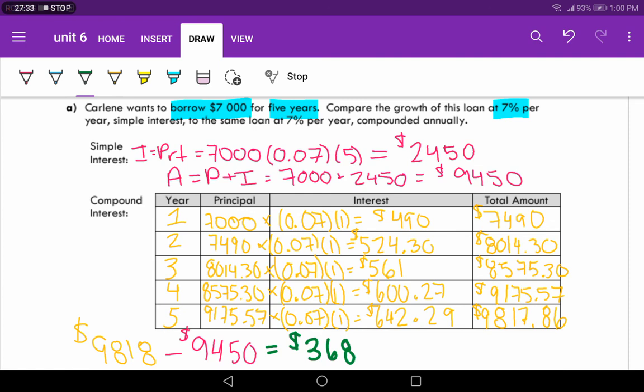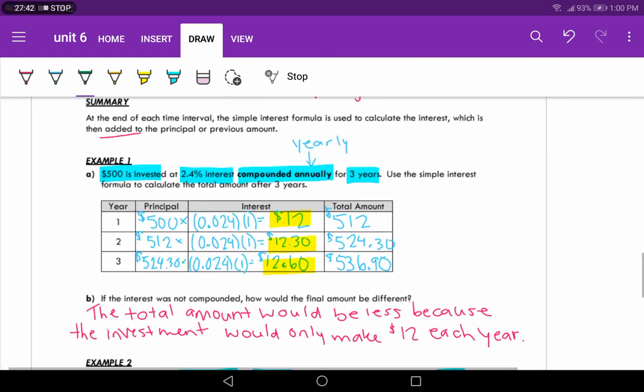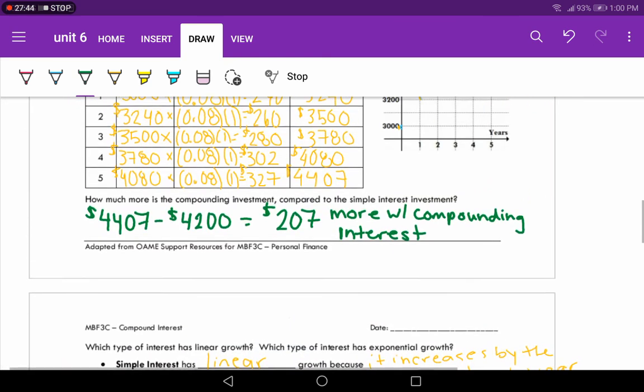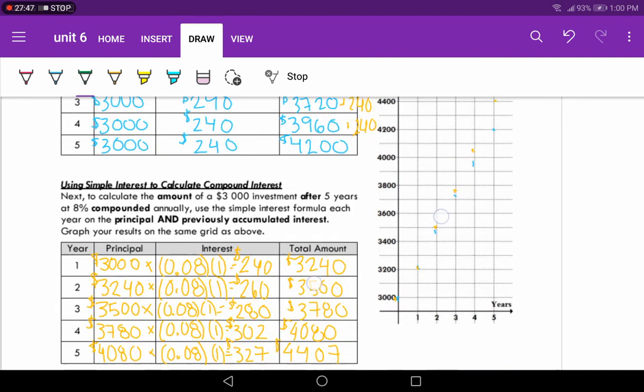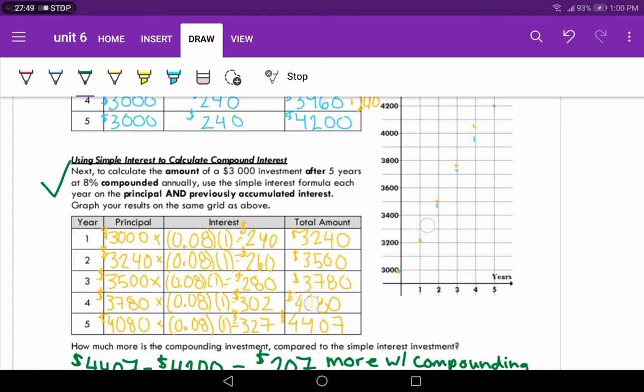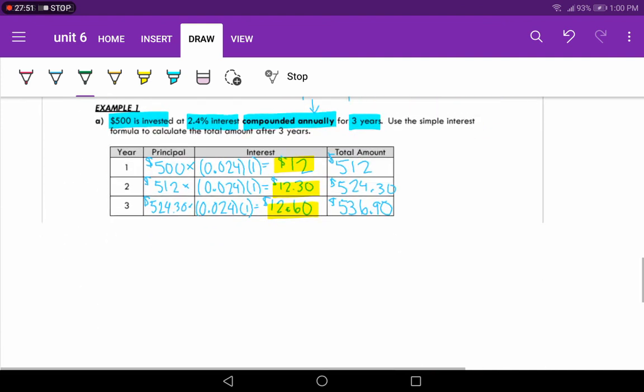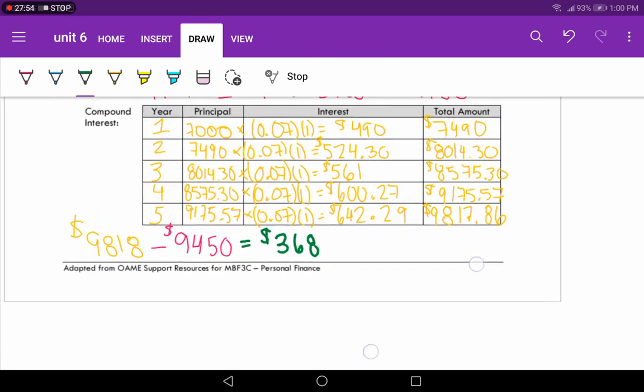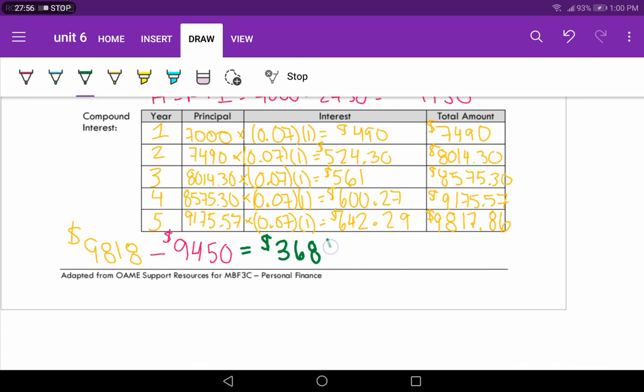So compound interest will make you more money, right? But it also will make you more debt. So if you have a situation where you're borrowing money, we want to use simple interest. But if we have a situation where we are up here, where we are trying to make money, we want to use compound interest. Okay, so $368 more with compound interest.